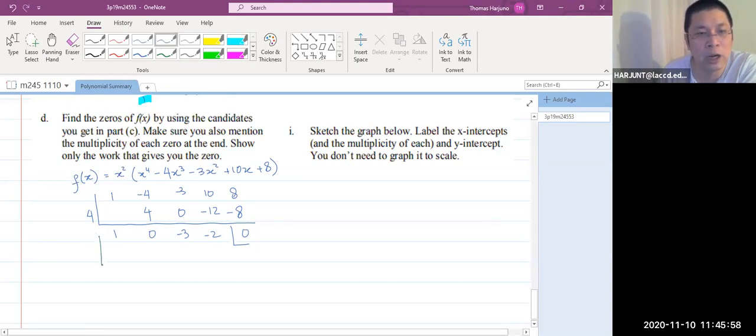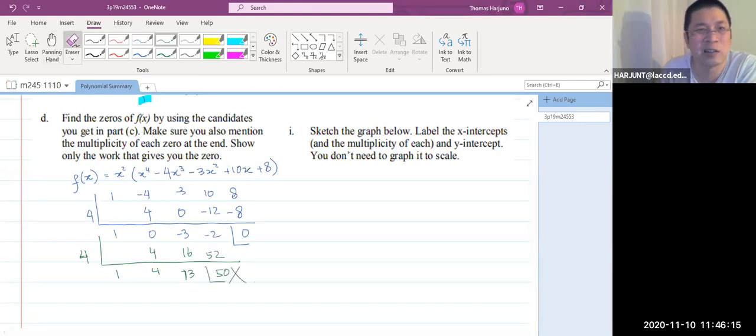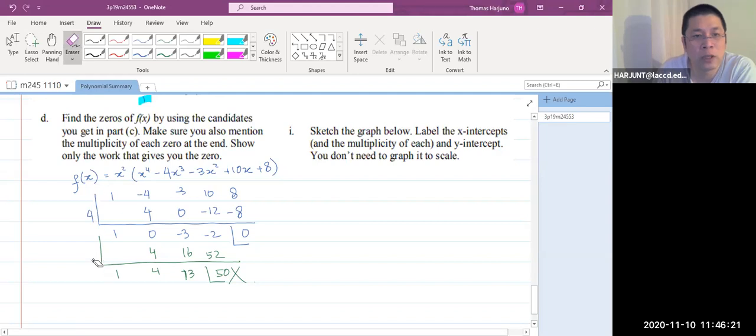Let me try another 4. Another 4. 1, 4, 4, 16, negative, I'm sorry, positive 13. That's 52, 50. Nah, no, it's not. So 4 is not a 0 with multiplicity of 2. It is just multiplicity of 1.